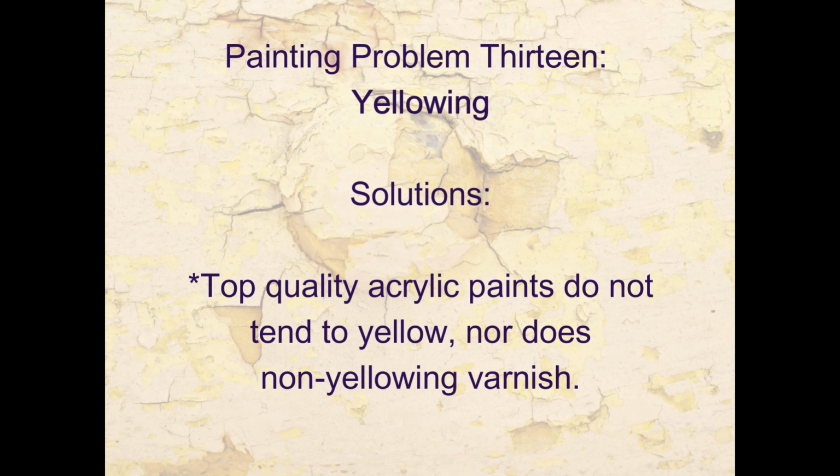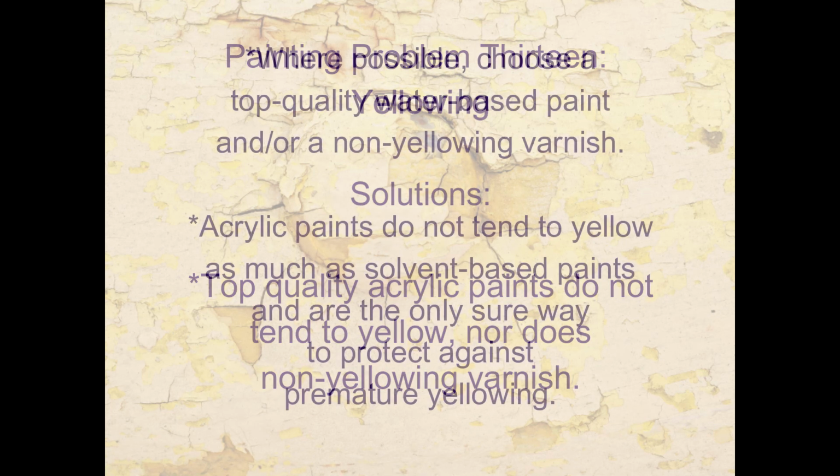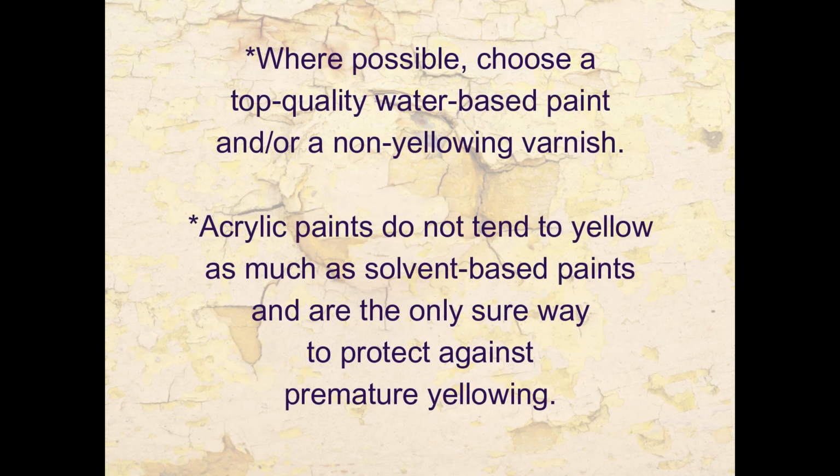Painting problem 13, yellowing. Solutions: top quality acrylic paints do not tend to yellow, nor does non-yellowing varnish. Where possible, choose a top quality water-based paint and/or a non-yellowing varnish. Acrylic paints do not tend to yellow as much as solvent-based paints and are the only sure way to protect against premature yellowing. We hope that you enjoyed these painting tips.